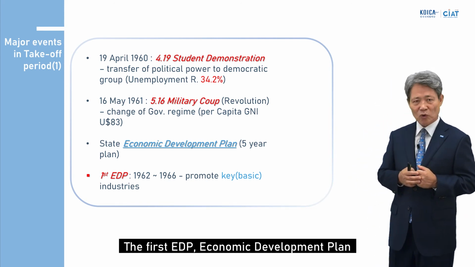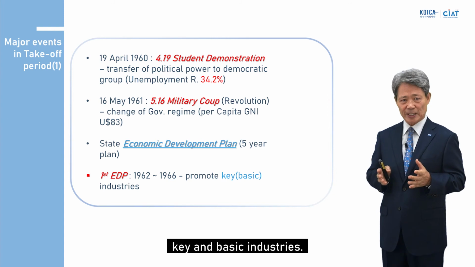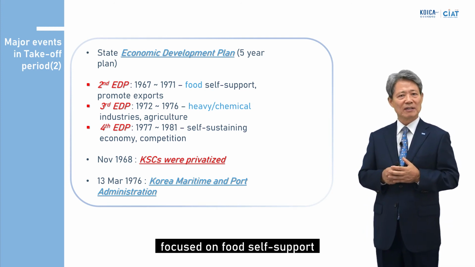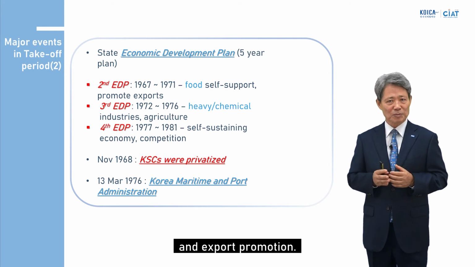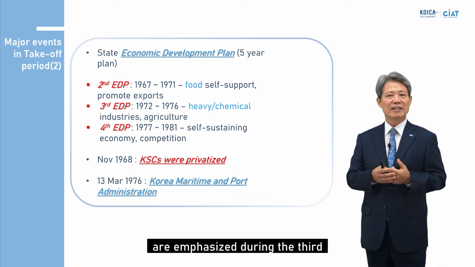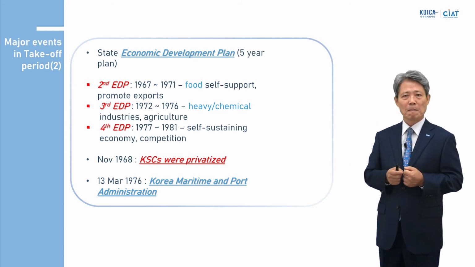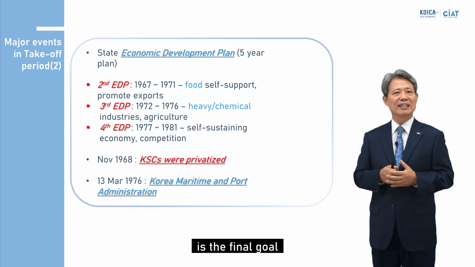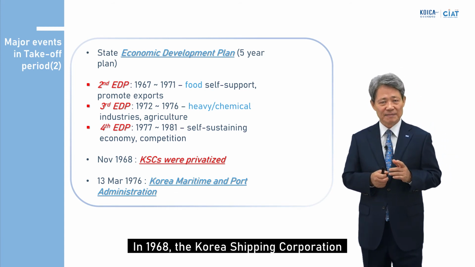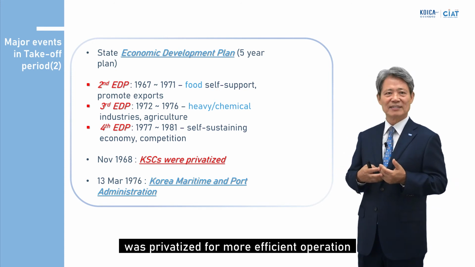The first EDP, Economic Development Plan, focused on the promotion of key and basic industries, whereas the second Economic Development Plan focused on food self-support and export promotion. Heavy and chemical industries were emphasized during the third Economic Development Plan, 1972 to 1976. And the self-sustaining economy was the final goal. In 1968, the Korea Shipping Corporation was privatized for more efficient operation of the Korean shipping industry.